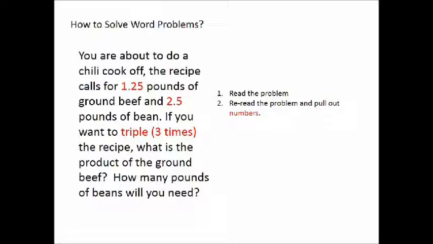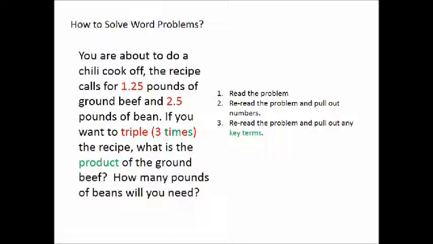Mr. Beuthin's having a hard time reading, so I'm going to try to read it as much as I can for you, but this is stuff that you should be doing every time. Remember, these 4 steps should be in your notes. So again, the 2 important numbers right there. Next, the key term. You're about to do a chili cook-off. The recipe calls for 1.25 pounds of ground beef and 2.5 pounds of beans. If you triple the recipe 3 times, what is the product of ground beef, and what is the pounds of beans you'll need?